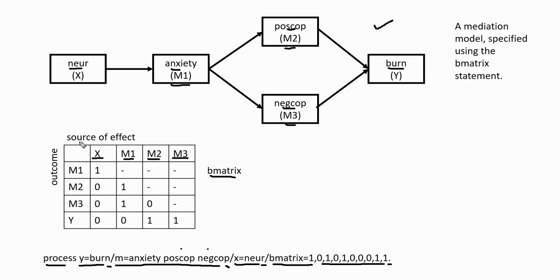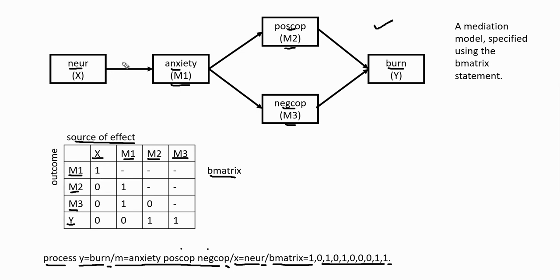So these are basically the source of effects within the model. And then we have along in the first column M1, M2, and M3 and Y. And these are basically variables that are receiving effects from others within the model. So we'll start off in the first column where we have X.